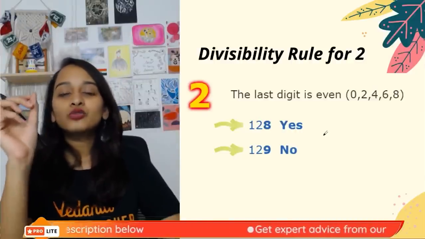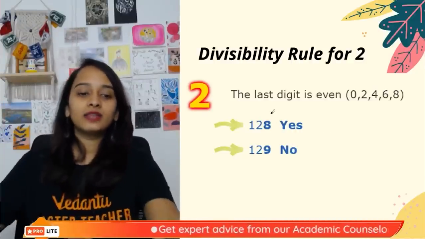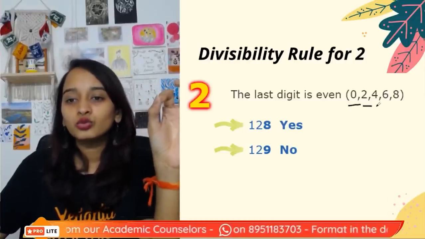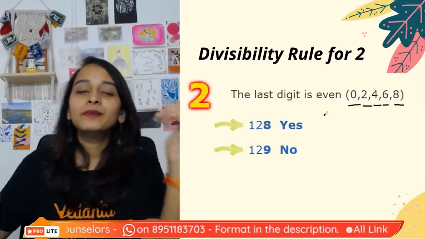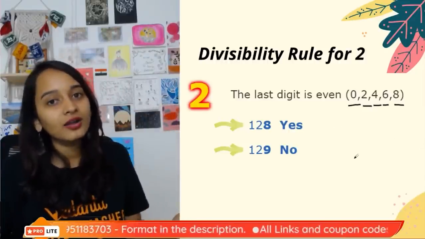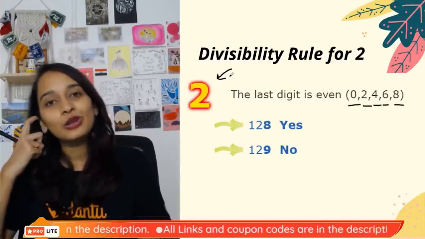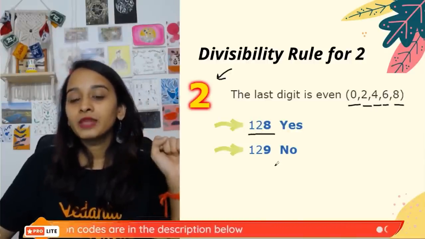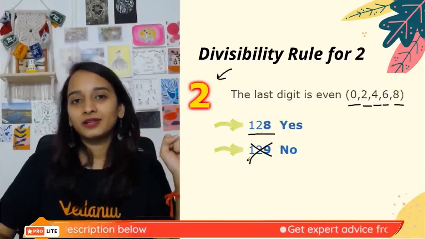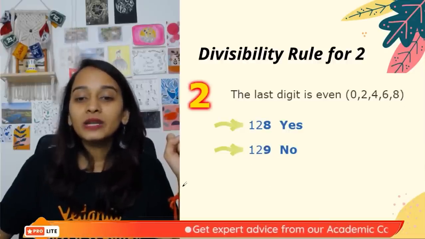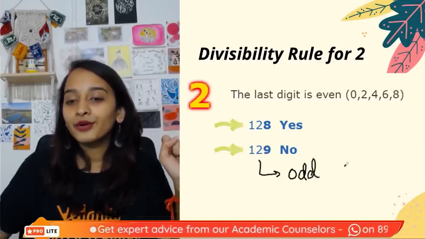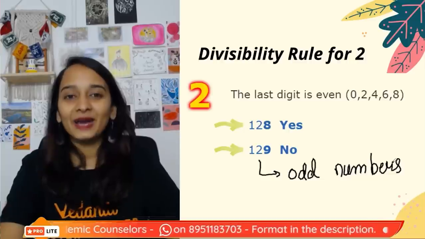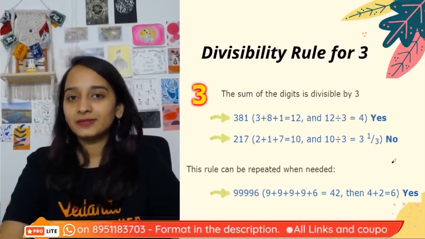सो डिविजिबिलिटी रूल फॉर द नंबर 2, लेट्स स्टार्ट विद द नंबर 2. ठीक है, वेन एवर अ डिजिट इज एंडिंग विद 0, 2, 4, 6 और 8, मतलब जब भी एक डिजिट इवन नंबर होगा तो वो 2 से जरूर डिविजिबल होगा. फॉर एग्जाम्पल यू कैन सी 128 इज डिविजिबल बाई 2, बट 129 इज नॉट डिविजिबल. वाई? बिकॉज 129 इज एन ऑड नंबर एंड ऑड नंबर्स आर नॉट डिविजिबल बाई द नंबर 2. Only even numbers are divisible.